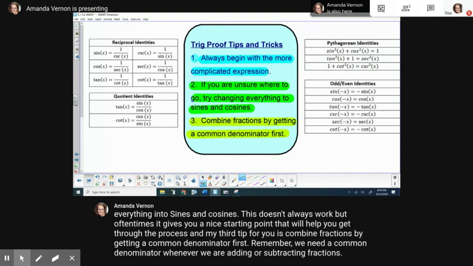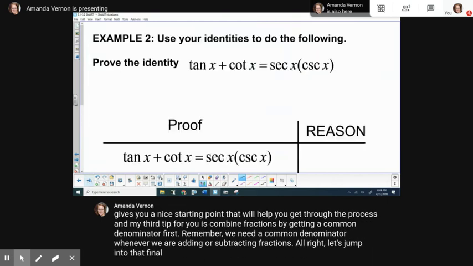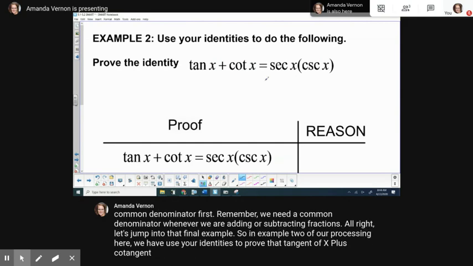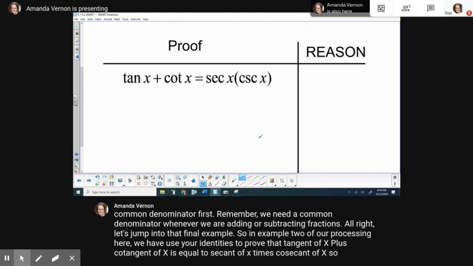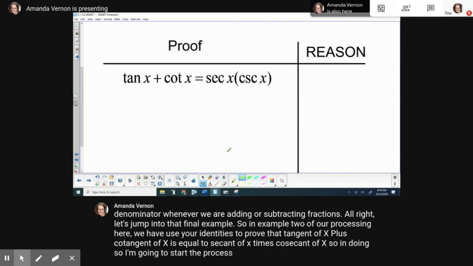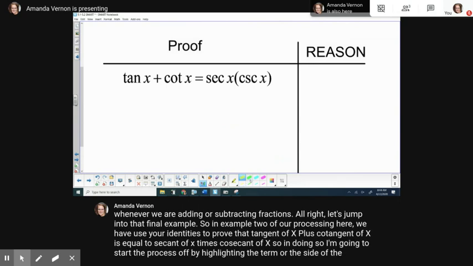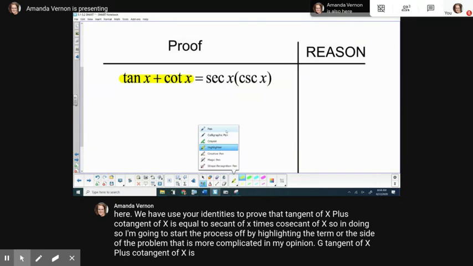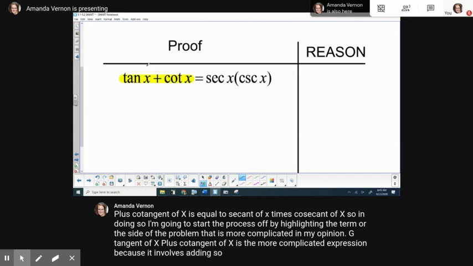All right, let's jump into that final example. In example 2 of our processing here, we have: use your identities to prove that tangent of x plus cotangent of x is equal to secant of x times cosecant of x. I'm going to start the process by highlighting the side of the problem that is more complicated. In my opinion, tangent of x plus cotangent of x is the more complicated expression because it involves adding. So we are going to work the left-hand side of this particular proof.